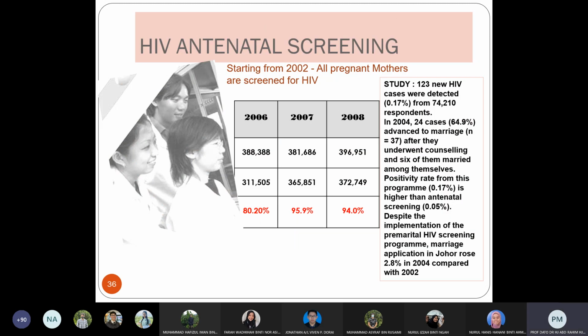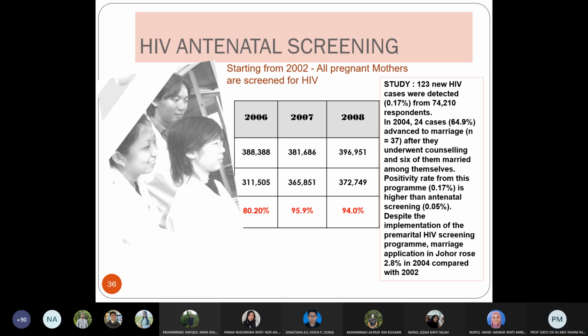HIV antenatal screening is also done. So we have taken a lot of samples. All pregnant mothers are screened for HIV, so the number of mothers screened is almost 100%. In a study in 2004, 123 new HIV cases were detected from 74,000 respondents. It's actually less than 1%.